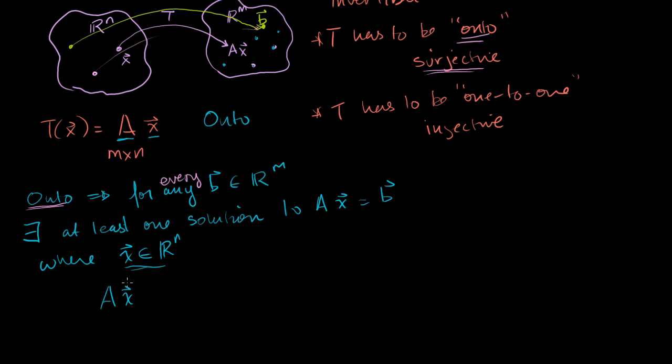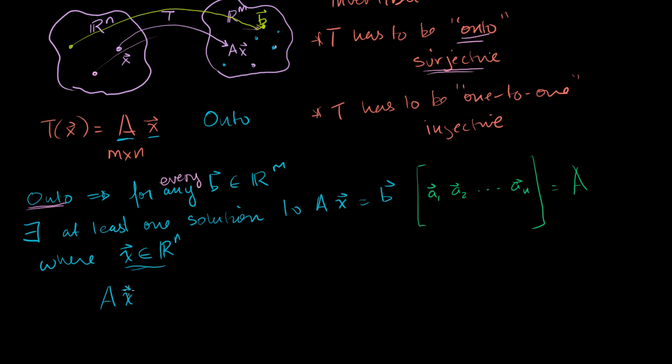Now what is this? If x is an arbitrary member of Rn, we know the matrix A will look like this. It'll be a bunch of column vectors, A1, A2, and it has n columns. That's what our matrix A looks like. So we're saying if you take this product, you have to be able to reach any member of Rm. Well, what does this product look like?